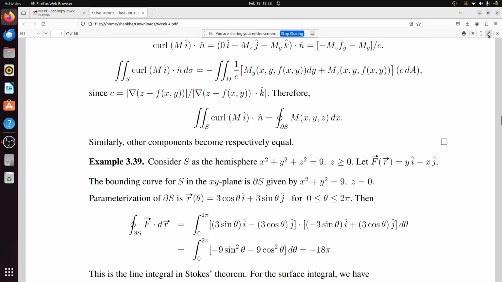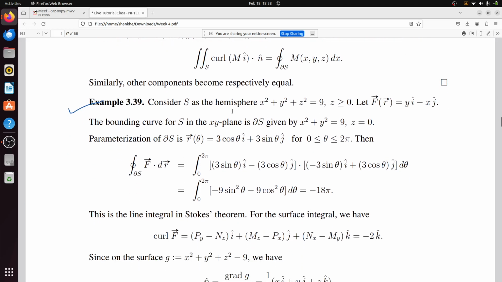I think here there is one example. Consider S as the hemisphere. Hemisphere means half of the sphere, right? So we have to consider S as the hemisphere x square plus y square plus z square equal to 9, and z is greater than or equal to 0, and your vector field is y i cap minus x j cap. And now the bounding curve for S in the xy plane is delta S and is given by x square plus y square equal to 9, z equal to 0.